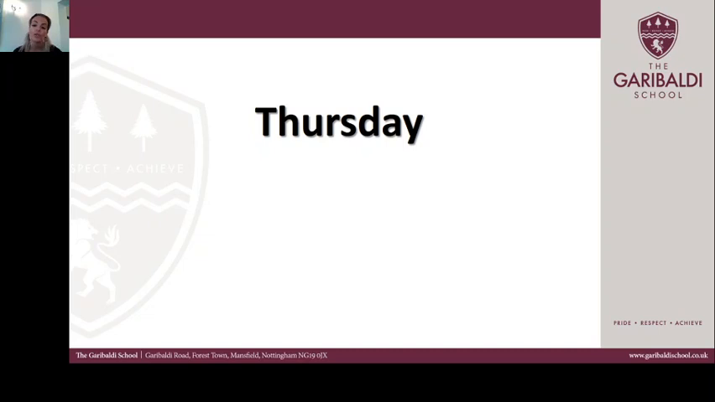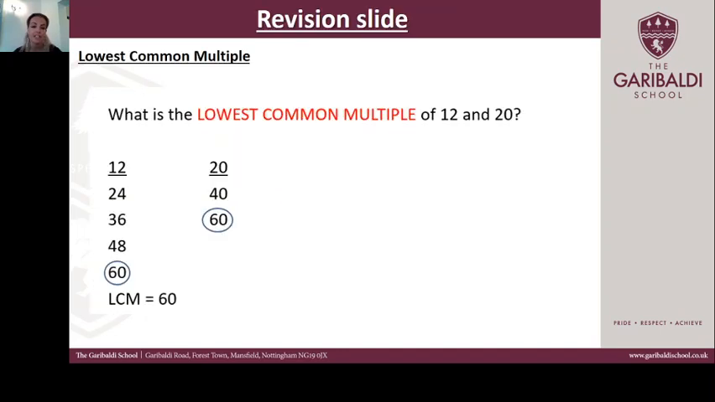Hi and welcome to Thursday's questions. So our revision for today is on lowest common multiple. So let's remind ourselves what a multiple is. So a multiple is numbers that are in another number's times table. So you're just listing the times table of that number.